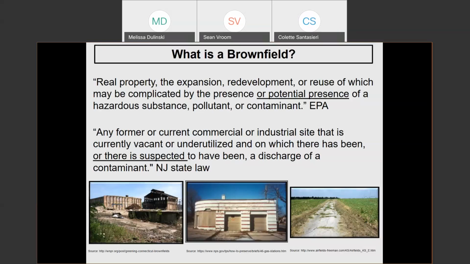Some brownfield sites are easy to identify. They contain an abandoned factory or a closed gas station, but some of them are vacant tracts of land.